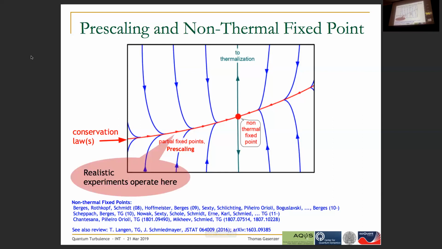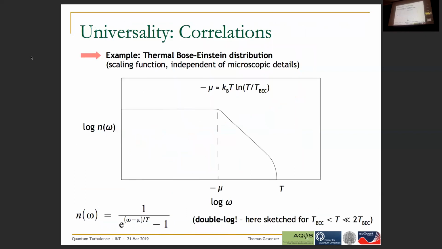Okay, so the other thing is, realistically, you can hope to get to this red line, close to that. Right, now let's actually give this a little bit more meat.